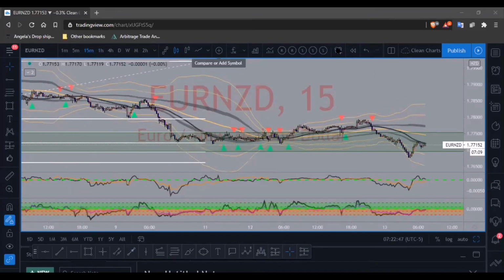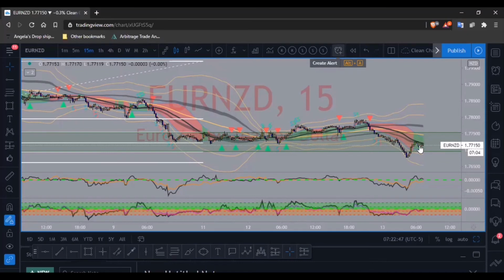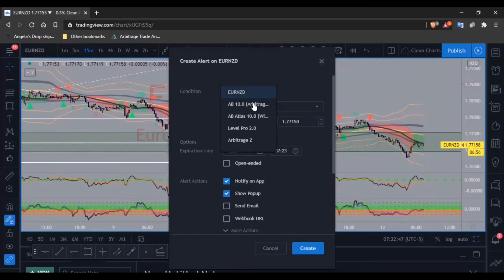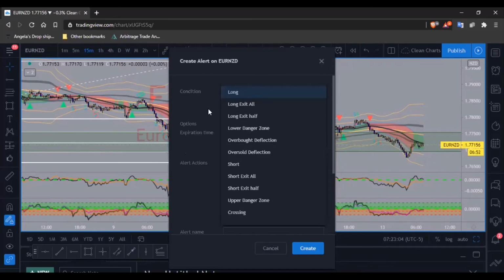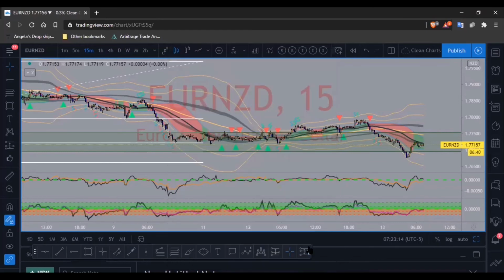What I'm gonna do, just to be on the safe side, is set this alert, because I don't want price to reject off of here and then just go bearish, right? So I'm gonna set my alert on the 15-minute time frame for the arbitrage buy, long, and I'm gonna have it once per bar close. So once the candle closes, that's when it'll tell me to buy, and I'll get in.